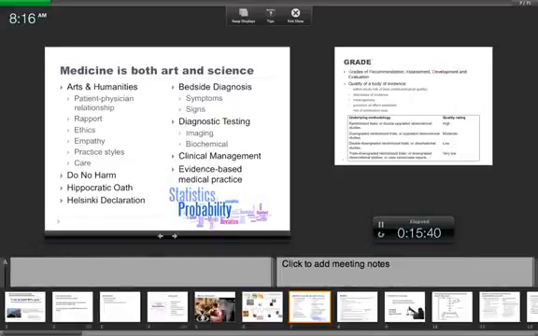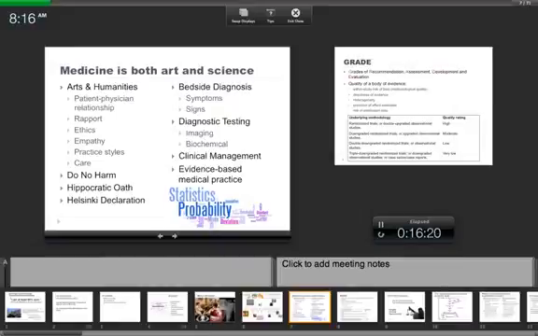So, for the science part, the bedside diagnosis is based on signs and symptoms, and behind that, it is based on the physiology and pathophysiology of the diseases. And the diagnostic tests, the imaging tests, and the biochemical tests, all these are based on science. The clinical management, the medicines we use, what treatment is the best, all these are also based on clinical science. It's based on clinical trials. And that's what these days we call evidence-based medicine.